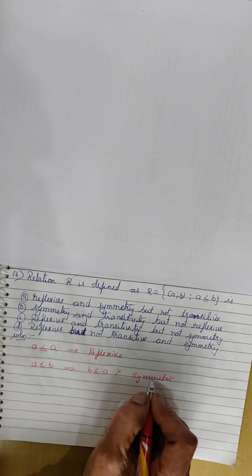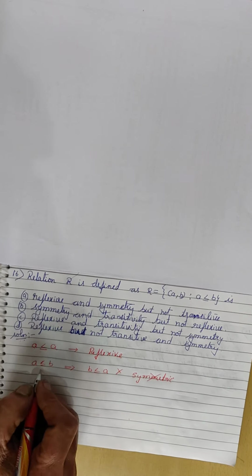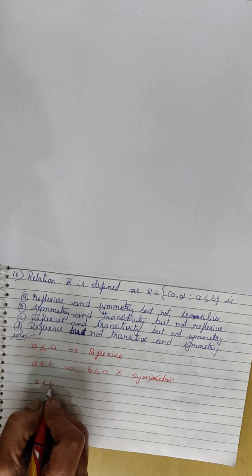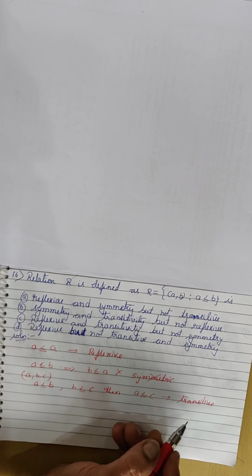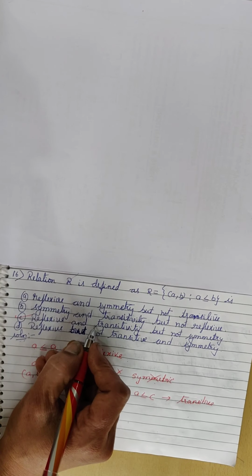Symmetric is ruled out. Then we have the next one. If we have a, b, c, then a is less than or equal to b, b is less than or equal to c, then definitely a is less than or equal to c. So it is transitive. Already you must have checked the option here. It is reflexive but not symmetric and transitive. So the option is reflexive and transitive but not symmetric. So option is C.